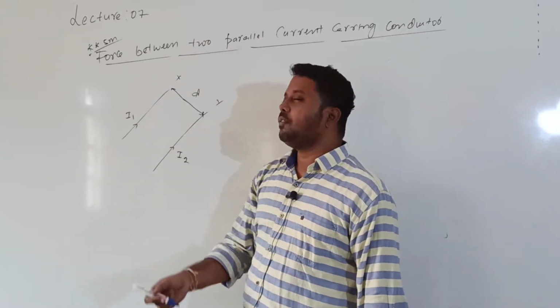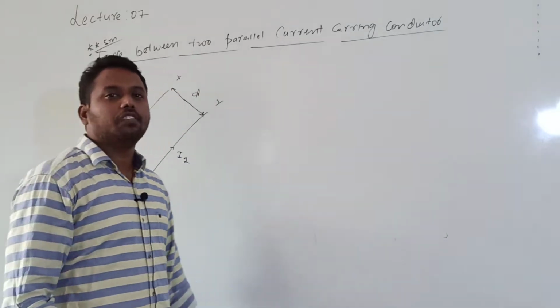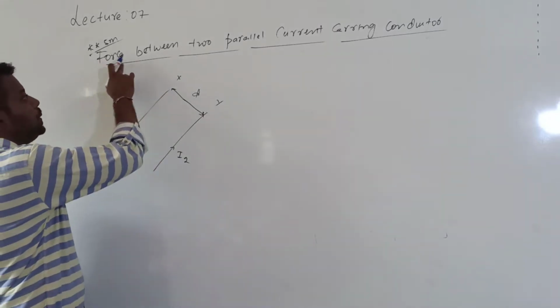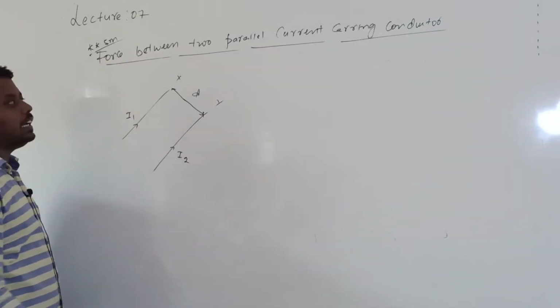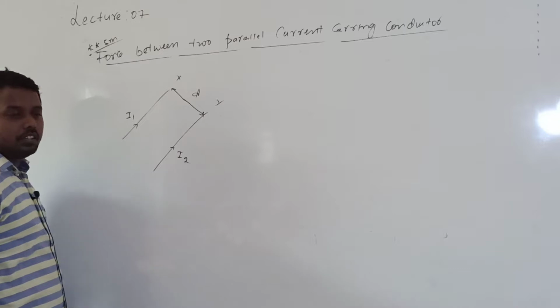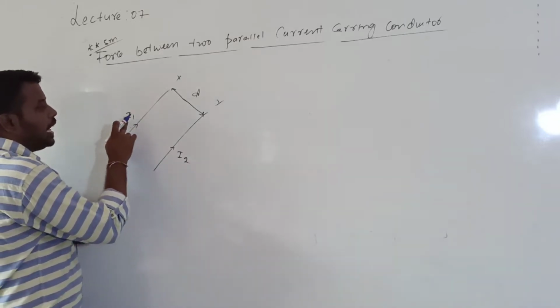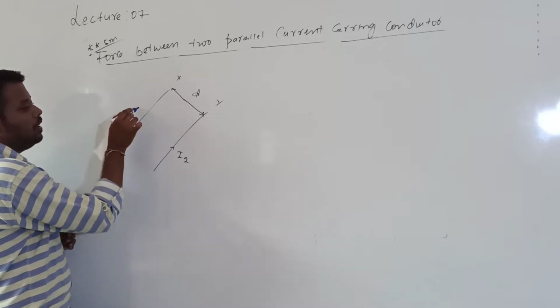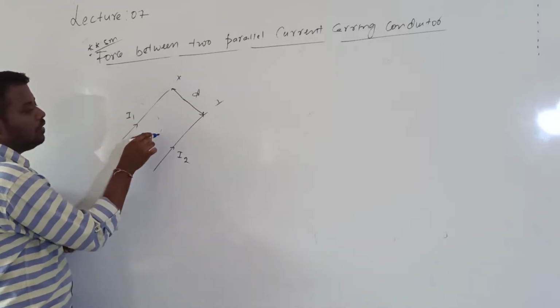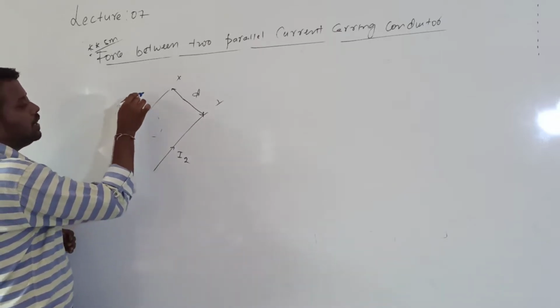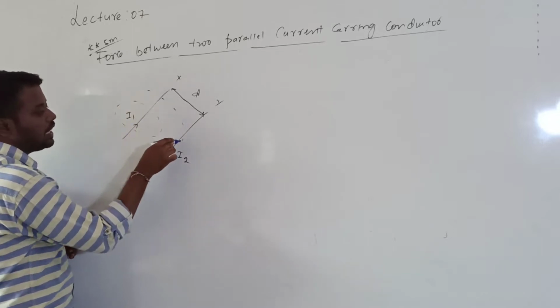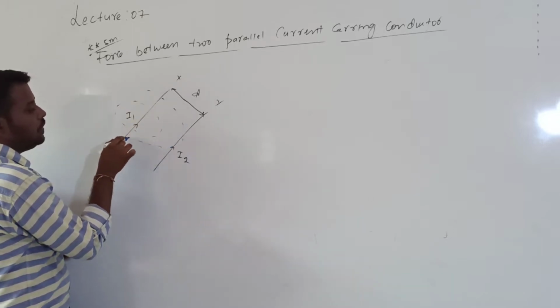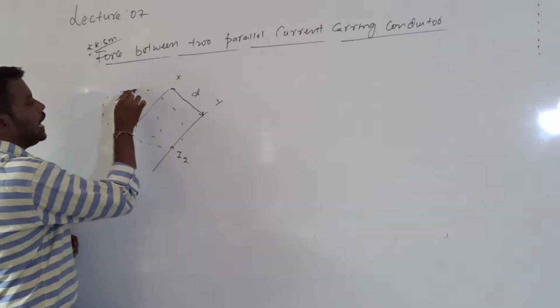Now I want to derive the expression for the force between these two parallel current carrying conductors X and Y. First, because I1 is carrying a current, what happens around this current carrying conductor? A magnetic field will be there. So when I1 is carrying a current, consider the magnetic field due to this current carrying conductor I1.